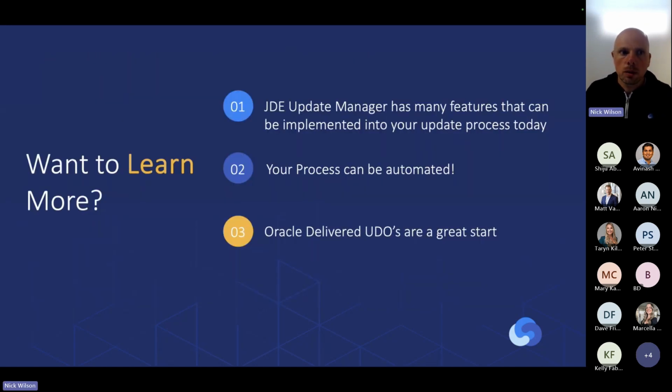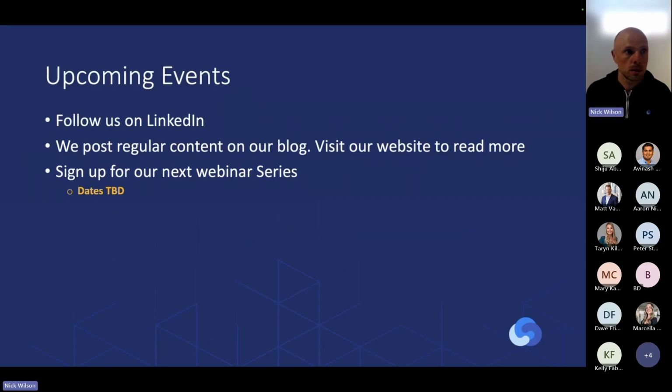As a summary here, or if we want to learn more, the JD Edwards Update Manager is a main component to pulling levers on your continuous delivery or adoption approach. Your process certainly can be automated, but it does not come pre-automated. So there is some architecture that needs to be put into place, as well as all of the various change components and other components we've put here. And then finally, the Oracle delivered UDOs are a great place to start this journey. And so with that, I will hand it back over to Marcella for any questions.